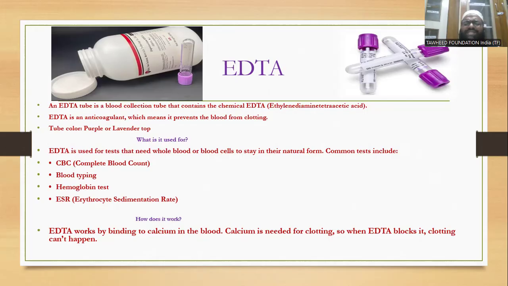How does it work? EDTA works by binding to calcium in the blood. Calcium is needed for clotting. So when EDTA blocks it, clotting cannot happen. The simple definition is EDTA works by binding to calcium in the blood, and when it blocks calcium, clotting cannot happen.